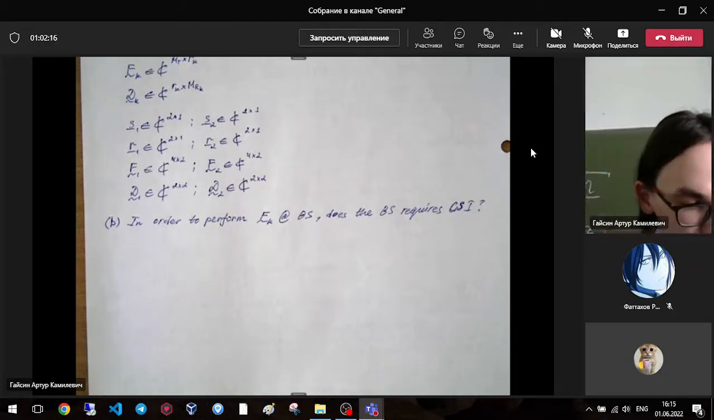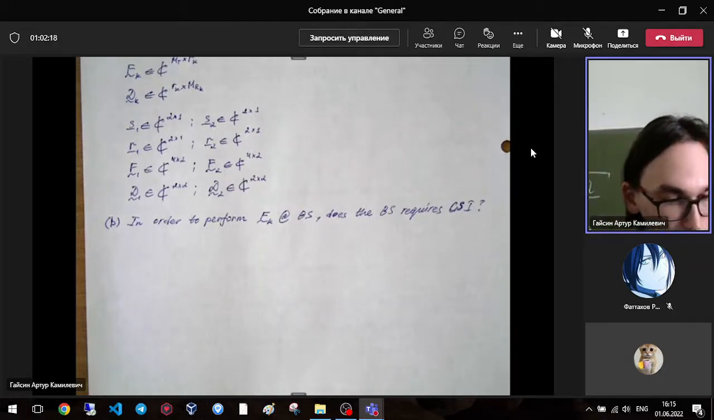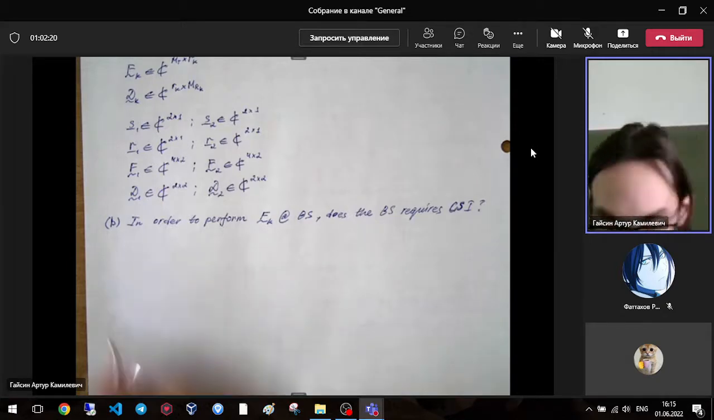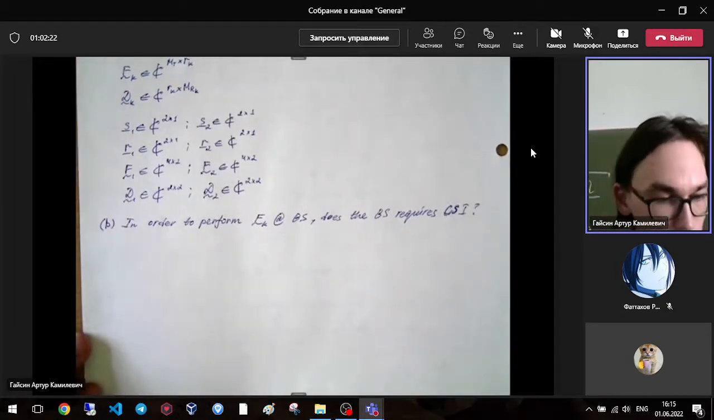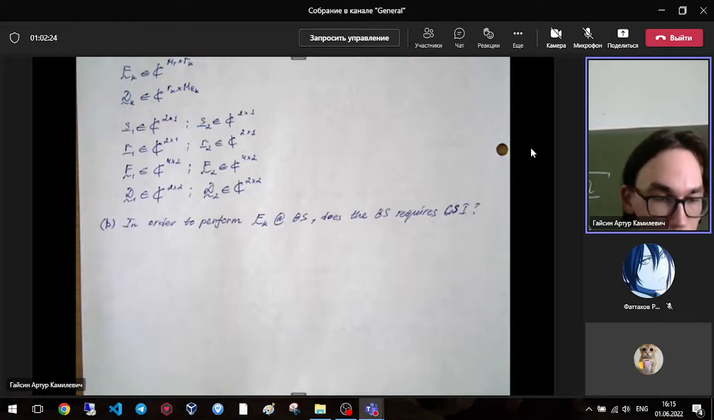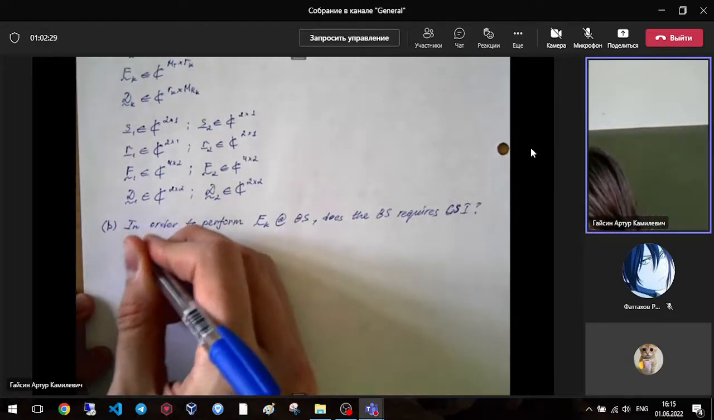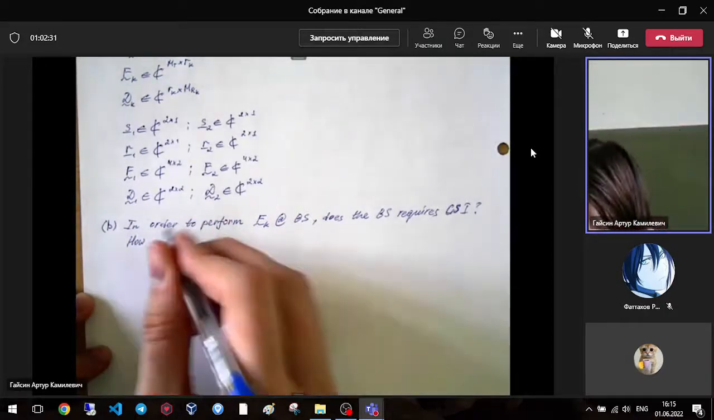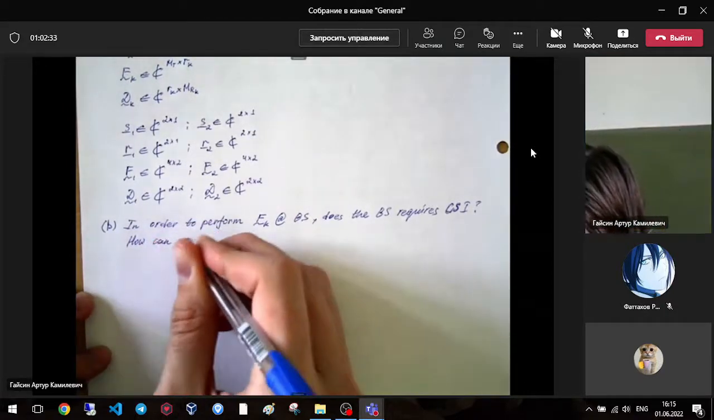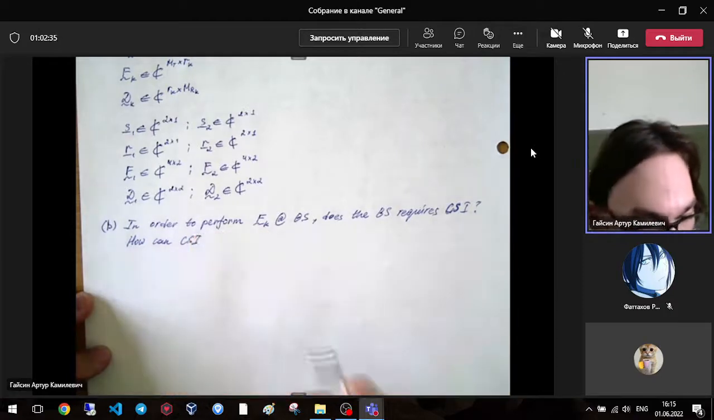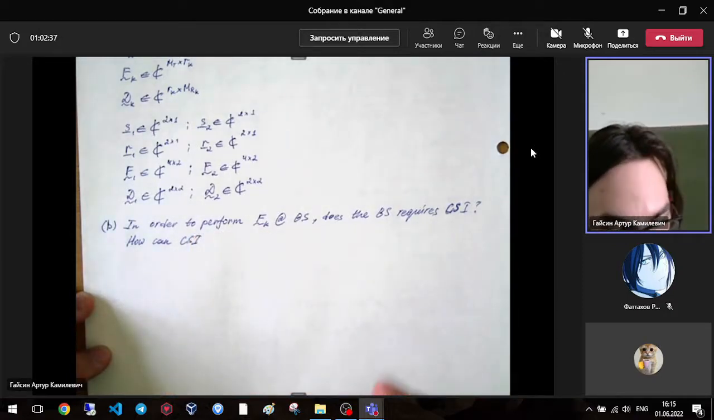But also here one more question. How can channel state information be obtained at the transmitter side? So how can channel state information be obtained at the base station?